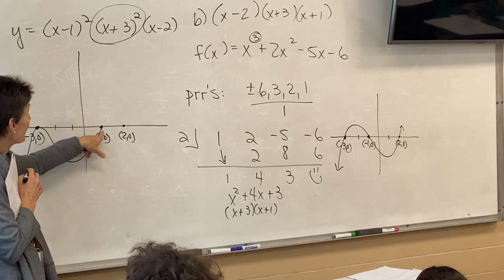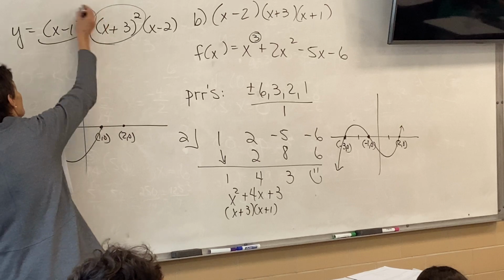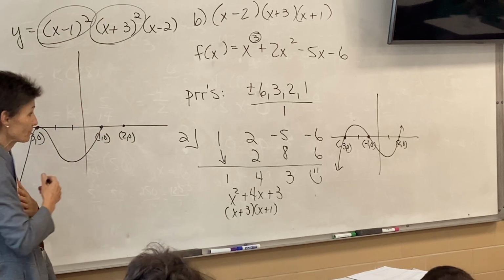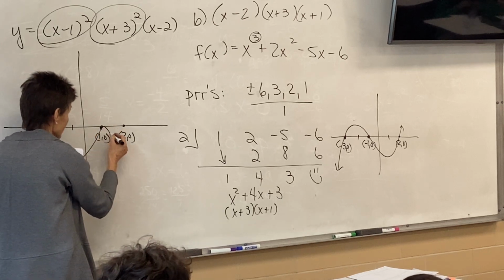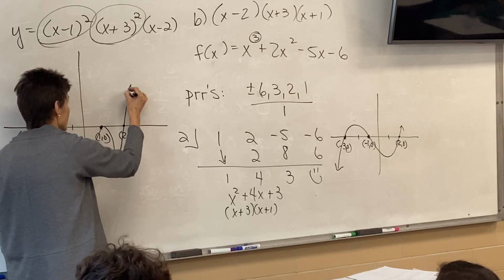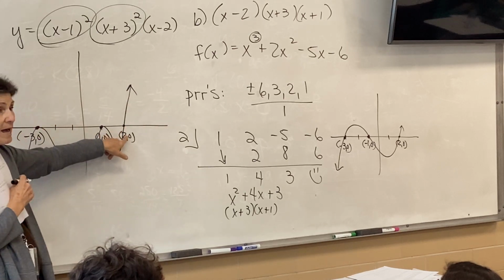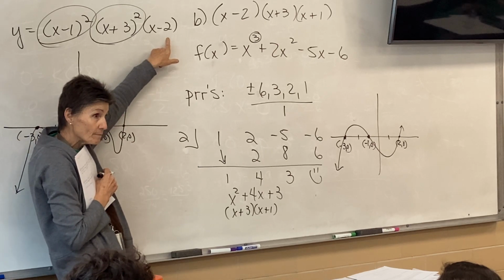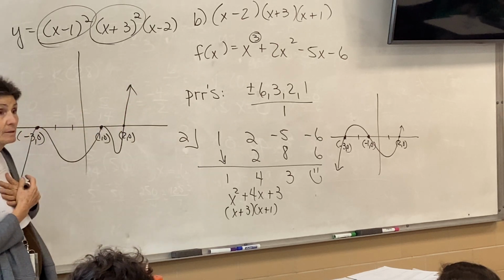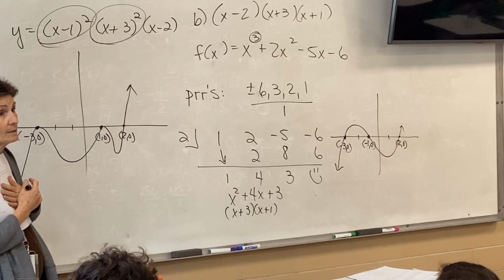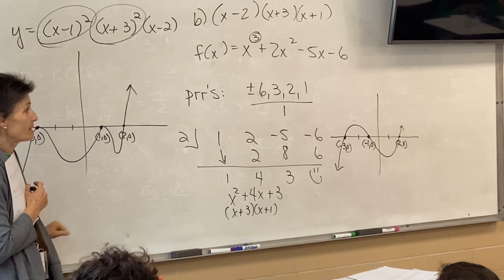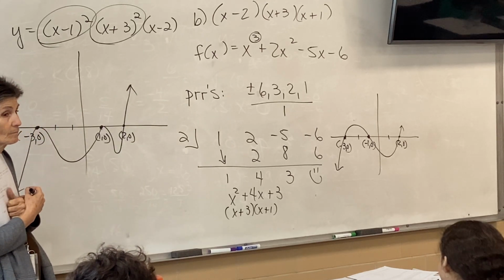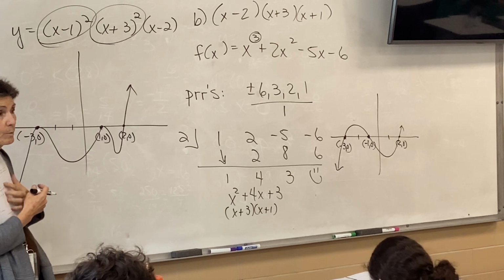Now that dot came from this factor, and that one's also squared. It's gonna turn right around, come down. And why did I pass it through that one? Because that one is not squared. Plus, I remembered that x to the fifth is gonna start down and end up, so I knew it was gonna have to do that. Okay?